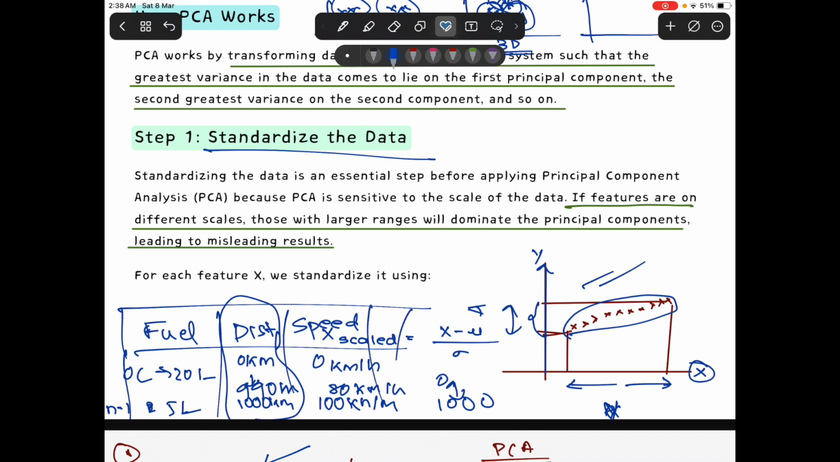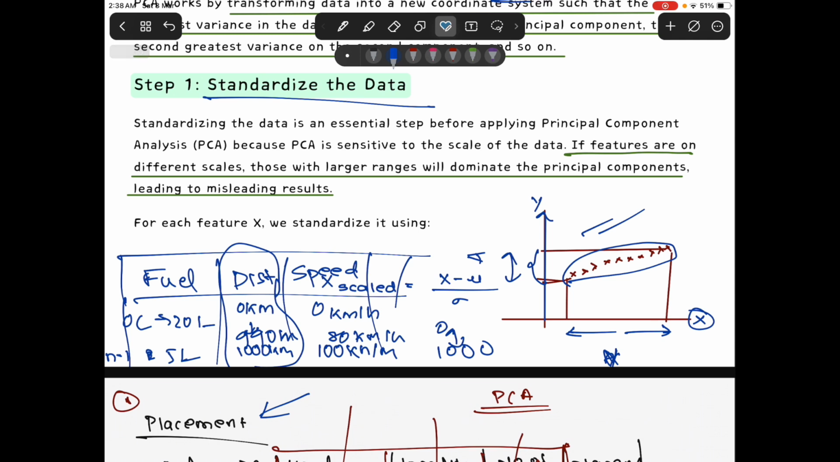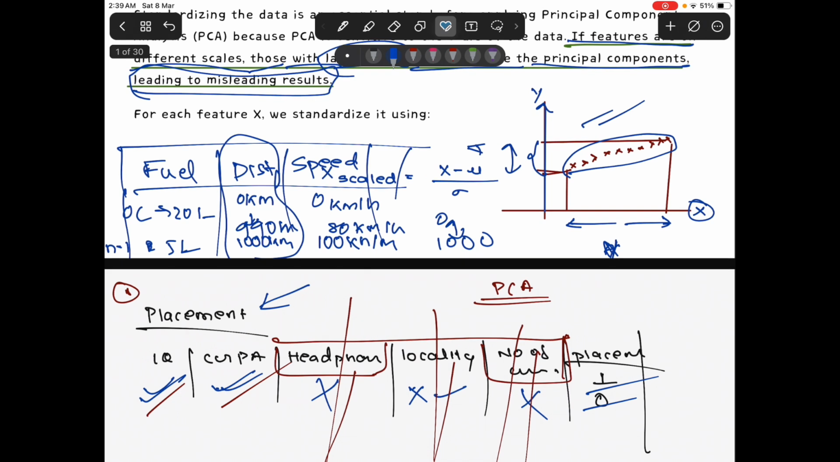So we need to standardize the data. I hope you guys got why we need this step. If features are on different scales, those with larger ranges will dominate the principal components, leading to misleading results. So what is the formula of standardization? Sorry. The scaled data x scaled is equal to x minus mu divided by sigma.